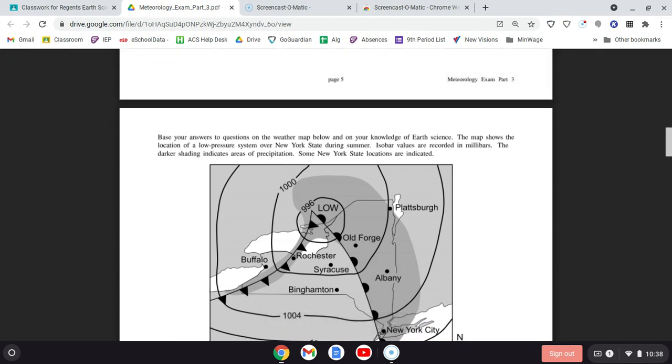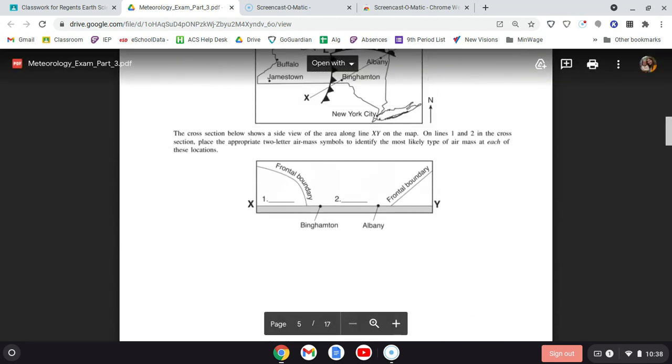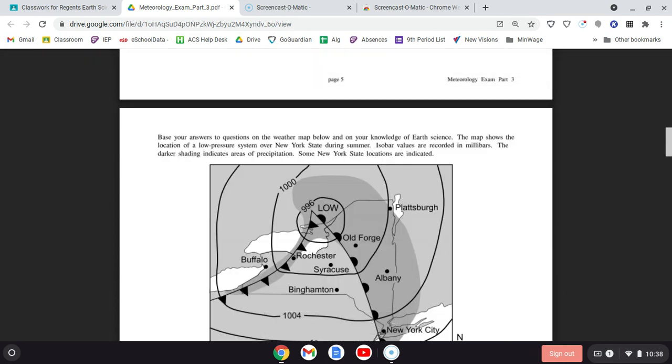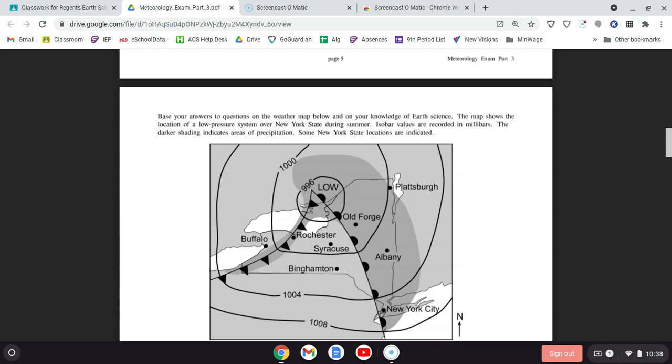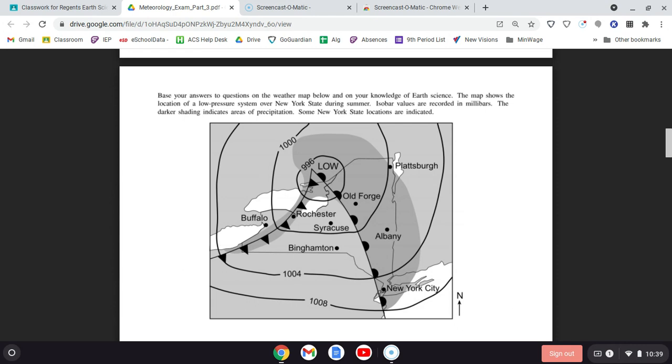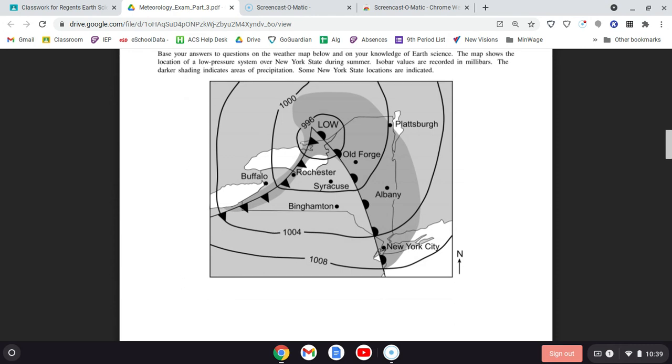Are you guys on, I think it's number 7? This is a weather map below. This shows the location of a low pressure system over New York State during the summer. Isobar values are recorded in millibars. The darker shading indicates areas of precipitation, okay? And some of the locations are shown.